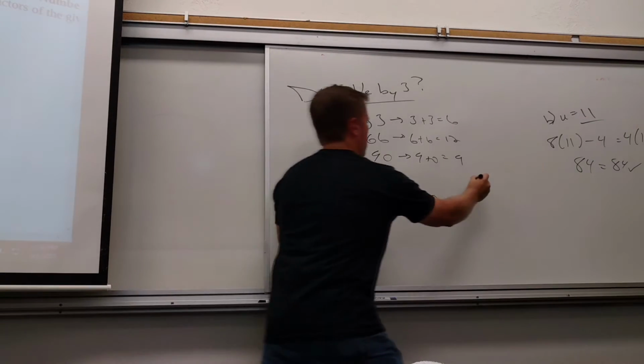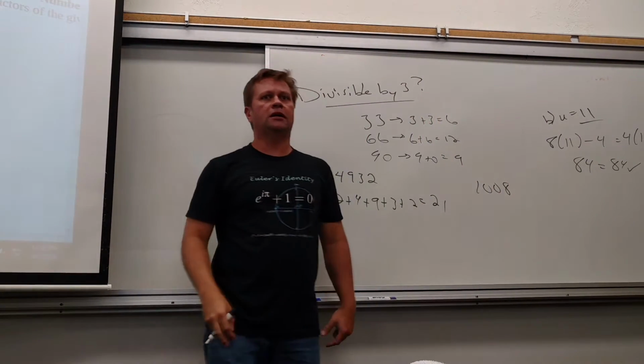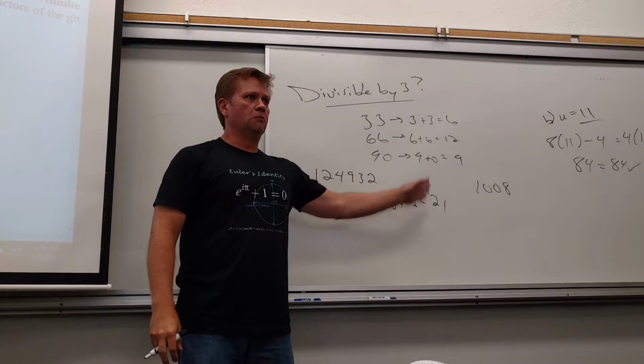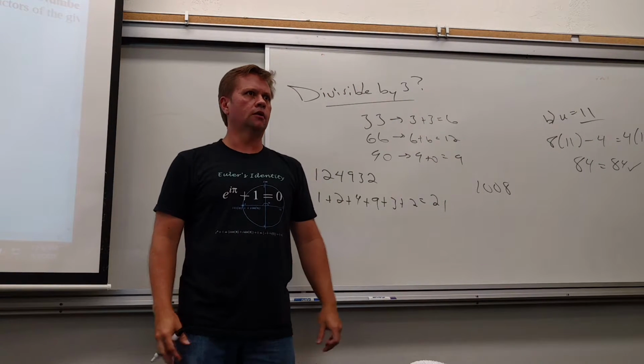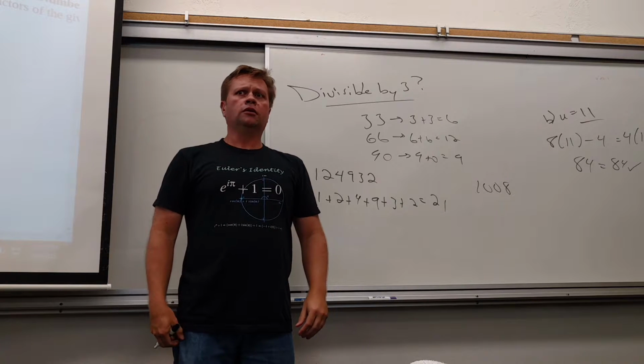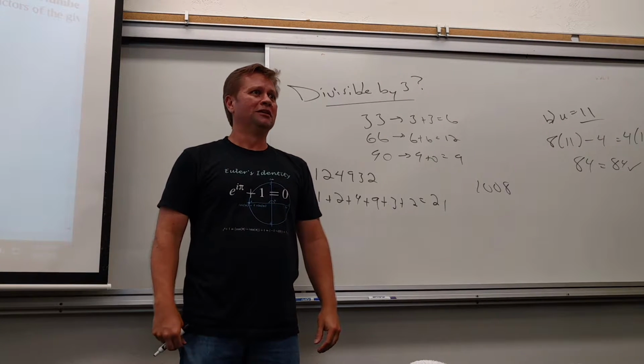So like 1,008 is divisible by 9 because 1 plus 0 plus 0 plus 8 is a multiple of 9. It's actually 9 itself. Is that cool? Yes. All right. Good.